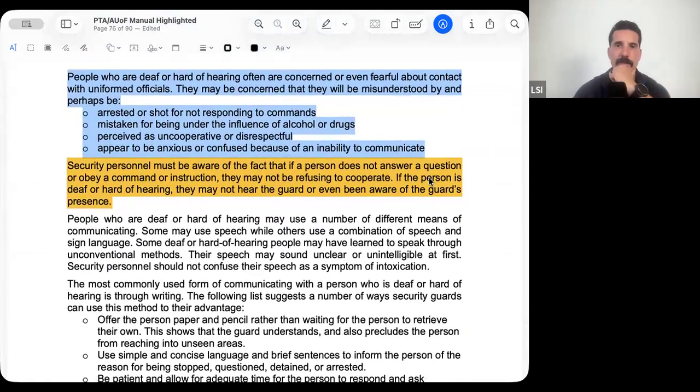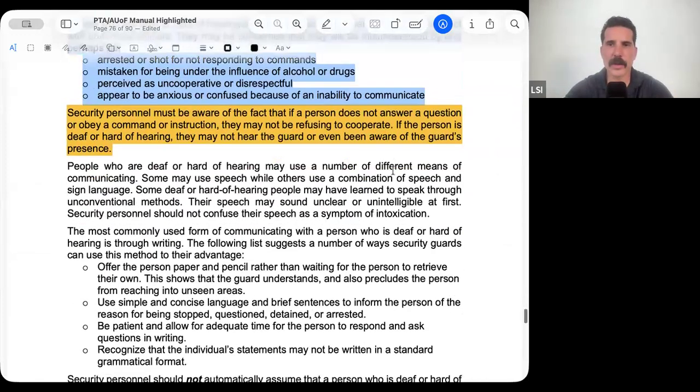People who are deaf or hard of hearing often are concerned or even fearful about contact with uniformed officials. They may be concerned that they will be misunderstood by and perhaps be arrested or shot for not responding to commands. Mistaken for being under the influence of alcohol or drugs. Perceived as uncooperative or disrespectful. Appear to be anxious or confused because of an inability to communicate.